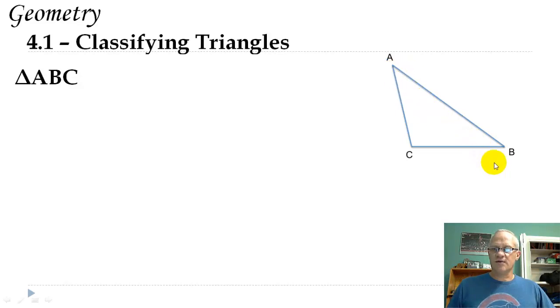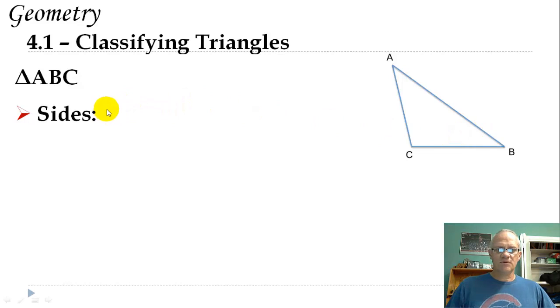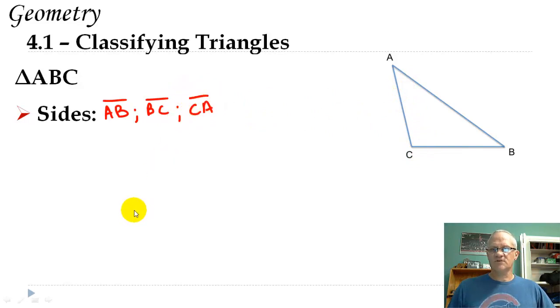Here's triangle ABC. Remember how we would draw the little triangle symbol, ABC. What are the sides of this triangle? Remember, the sides are just the line segments. So we've got side AB, line segment AB. We've got B to C, so line segment BC. And from C to A, line segment CA. Remember, those are our different sides.